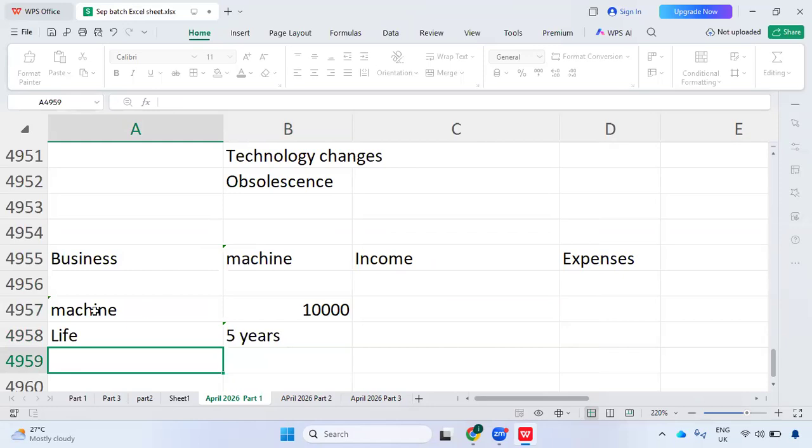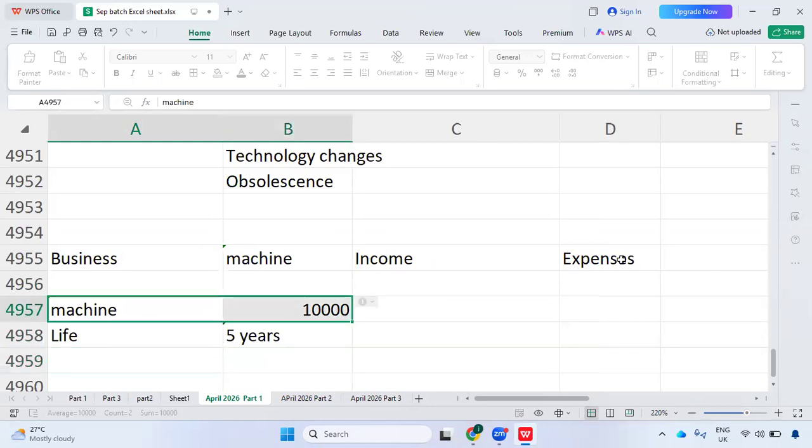Now, can we deduct this? Can we show this $10,000 total as an expense? Can we claim this machine cost of 10,000 at the time of purchase?